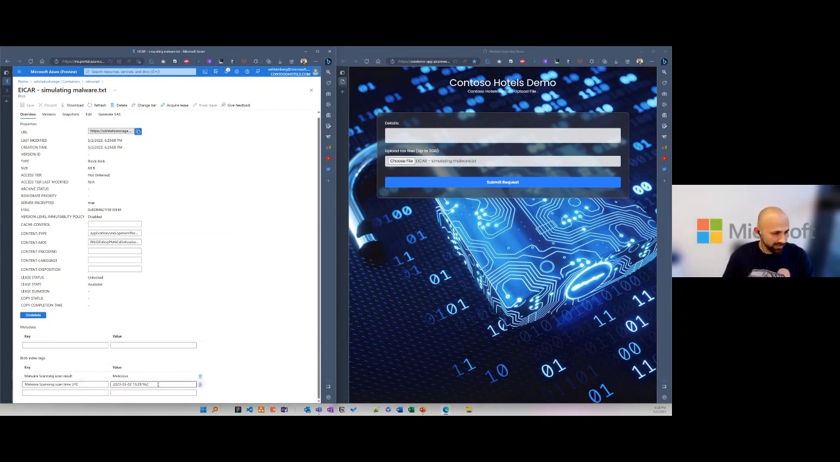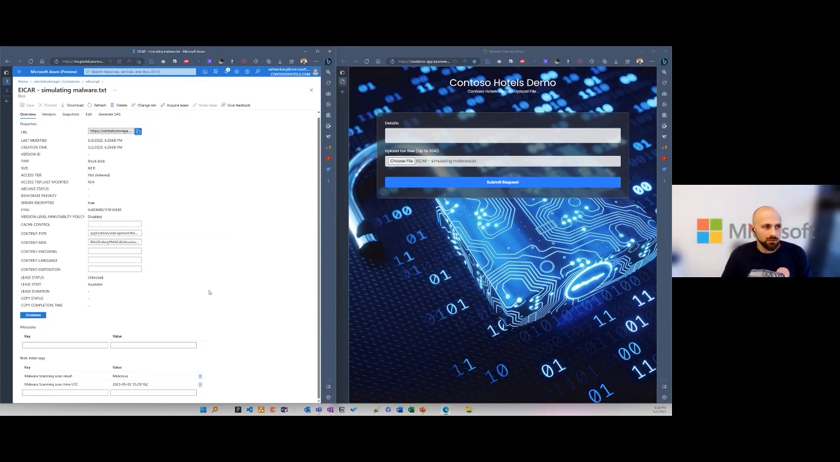We scanned the file that was uploaded and you can see that the verdict is that it is malicious. So I hope you're impressed by how fast it is. So this is really cool and this is something that is available today. Now, this is all good and this is something that you get out of the box when you enable Defender for Storage with the malware scanning feature enabled.